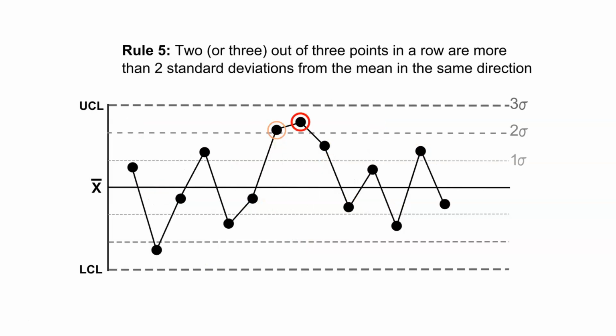Then there's rule number 5. When you have at least 2 out of 3 points in a row more than 2 sigma from the mean in the same direction. Okay, that's what these 2 red circles represent.